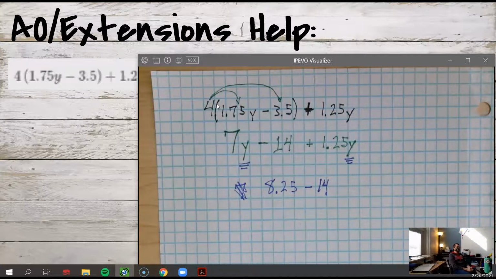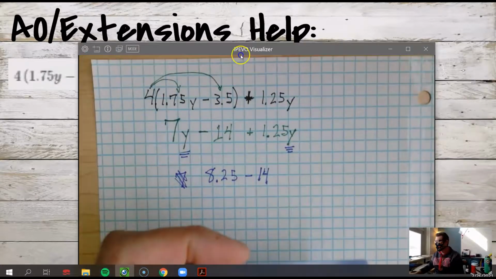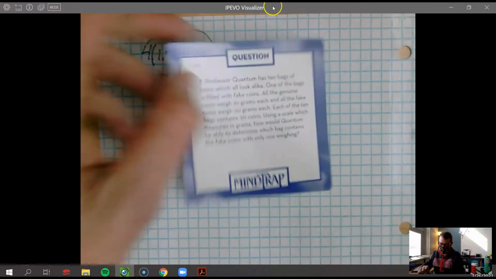I will read it one more time. We have about 4 minutes left. No, I lied. We're in here till 56. I can't read a clock, guys. We have 8 minutes left. I'm just going to read it word for word. Professor Quantum has 10 bags of coins which all look alike. You know what would also be easier? If I just showed it to you guys.